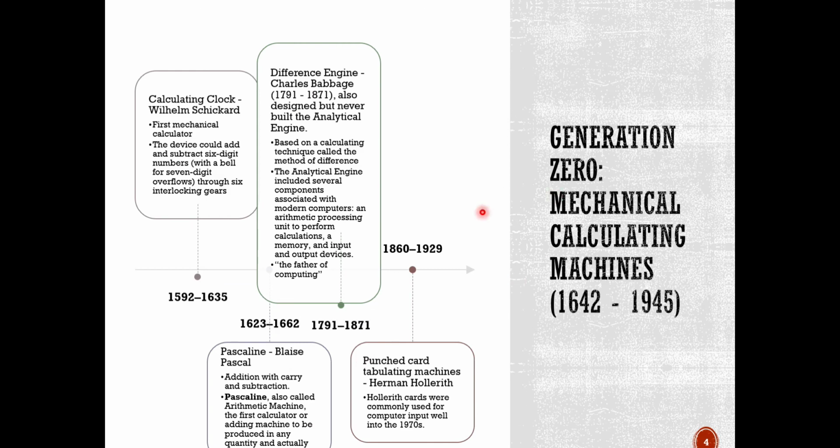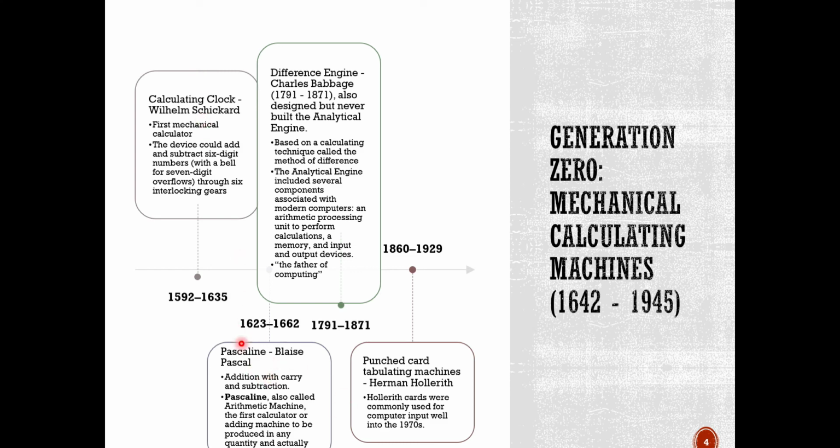Since this is an introductory video, we're going to be looking at the introduction into computers, starting out with mechanical calculating machines, known as Generation Zero. The first one is the calculating clock, which was created by Wilhelm Schickard. It's the first mechanical calculator, and this device could add and subtract six-digit numbers with a bell for a seventh digit that deals with overflow. And we will definitely talk about overflow, especially when you're doing binary addition and subtraction. It was built using six different interlocking gears.